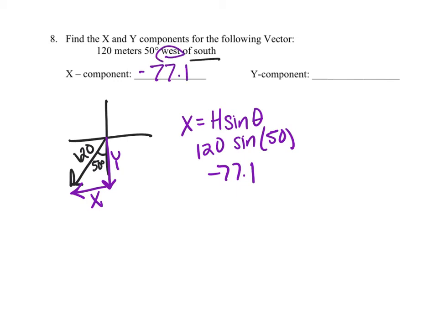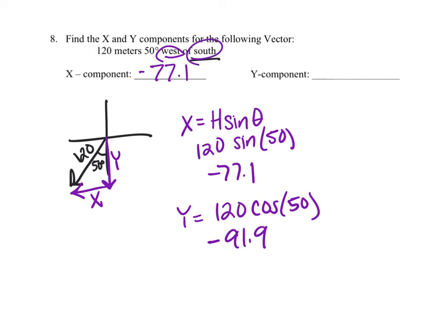And then for the y, we're going to use cosine. If you're using sine for one, you're always going to use cosine for the other one. We're going to use 120 cosine 50. That will equal 91.9 when we put that in the calculator. We're also going to make this negative because it's going south. So it'll be negative 91.9 in the blank.